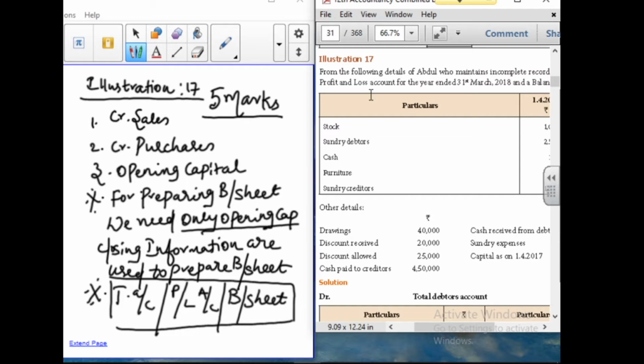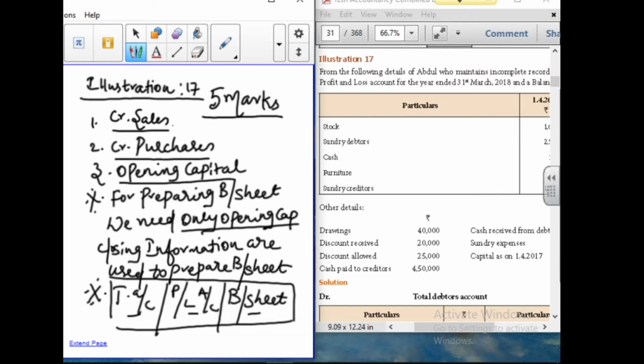Exercise number 17. For the 5 marks problem, we are going to prepare the trading, profit and loss account and balance sheet. This is the final step in single entry. To prepare this trading, profit and loss account and balance sheet, we require 3 things. Please note them down: credit sales, credit purchases and opening capital. These 3 pieces of information are important to solve the balance sheet.